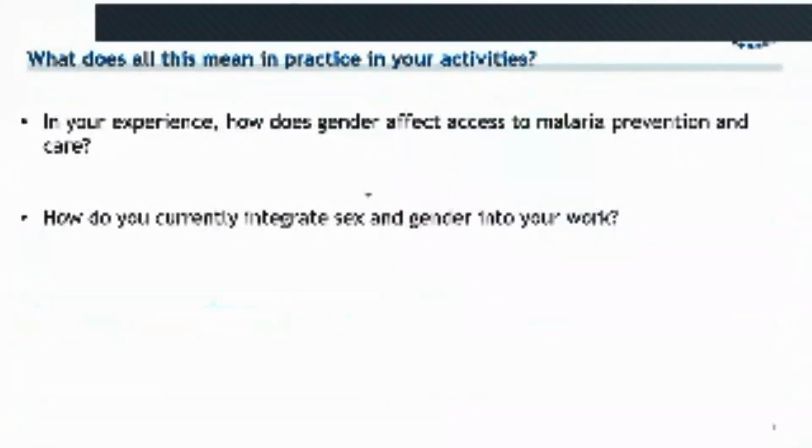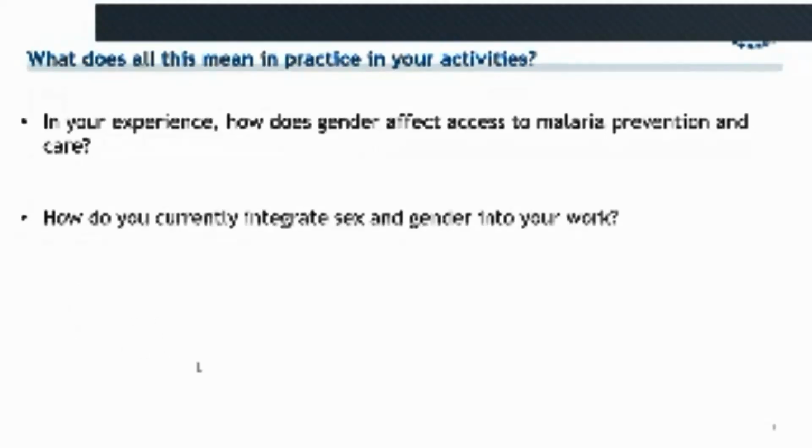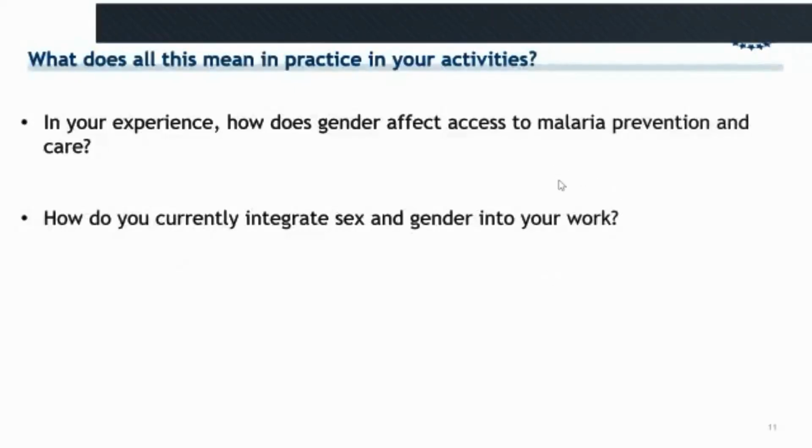Okay, thanks a lot. Now, I would like us to stop and hear from your own experiences how in practice you integrate gender in your activities. So, in your experience, how does gender affect access to malaria prevention and care? And how do you currently integrate sex and gender into your work? For example, do you think about different implications, different challenges, different needs or even different coping mechanisms for malaria prevention and care faced differently by men and women, boys and girls? What were concrete actions you took and how did it make you work differently? Is gender a barrier to equal access to malaria prevention and care?